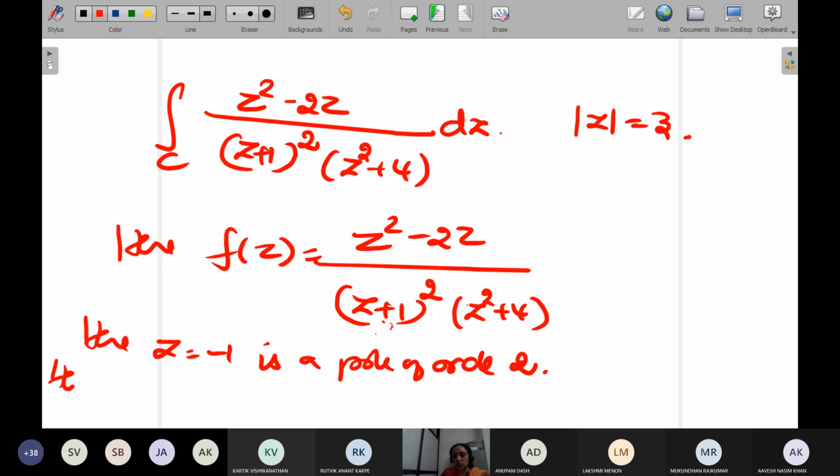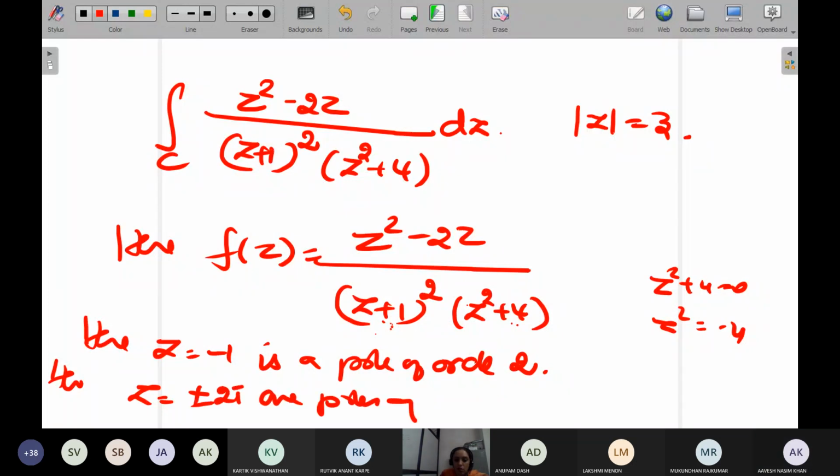Again, here you'll get z square plus 4 equal to 0. Z square is equal to minus 4. So z is plus or minus 2i, which are poles of order one. Either you can write it as a simple pole, you can even write it as a simple pole.